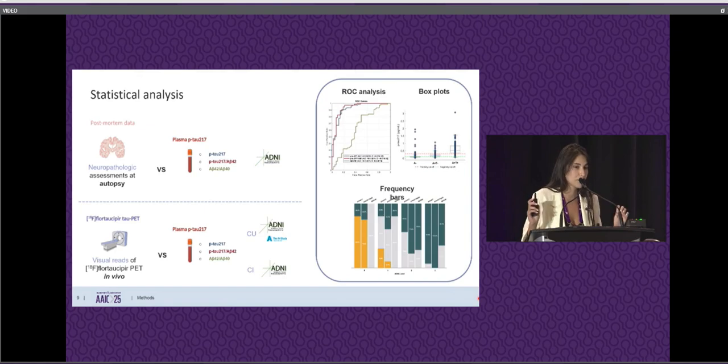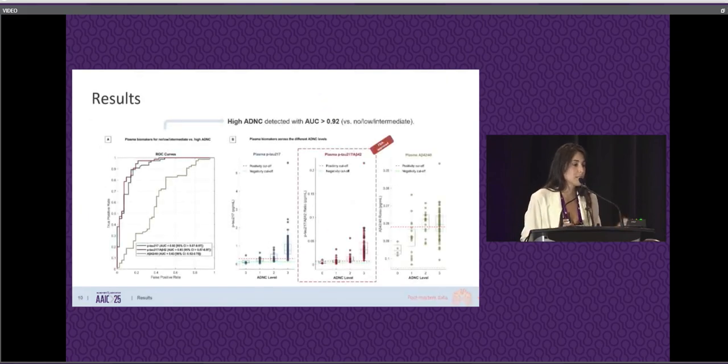So, I want to start with the results. Post-mortem, already we can see that the ratio has really good performance and can detect the high ADNC versus the no, low, intermediate.